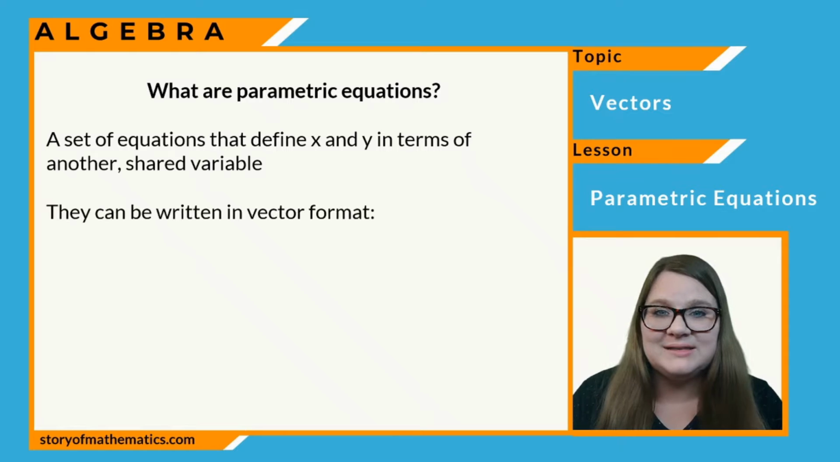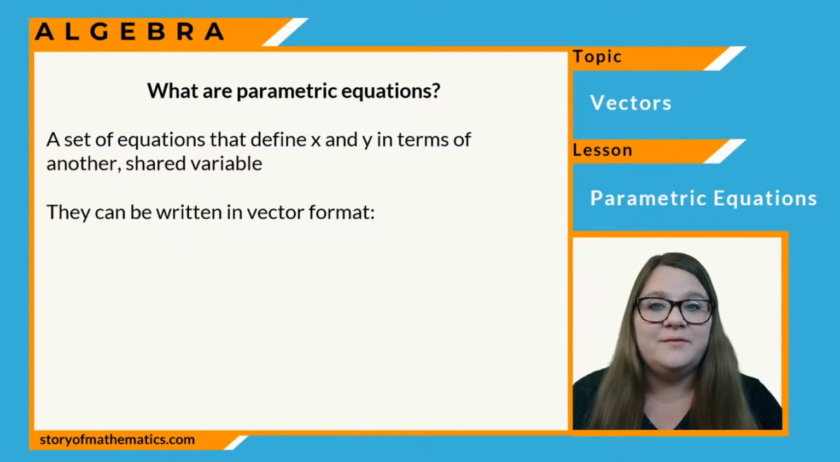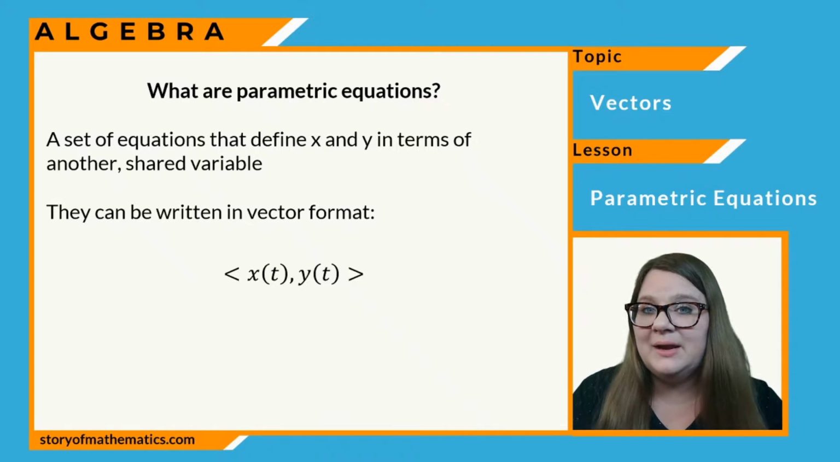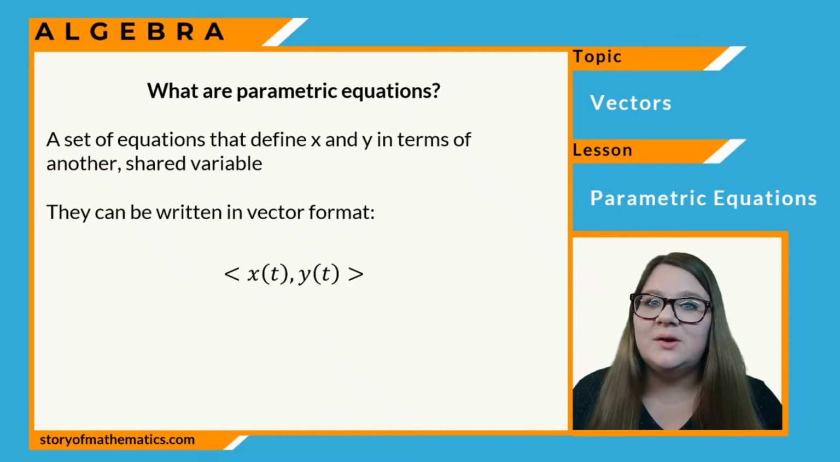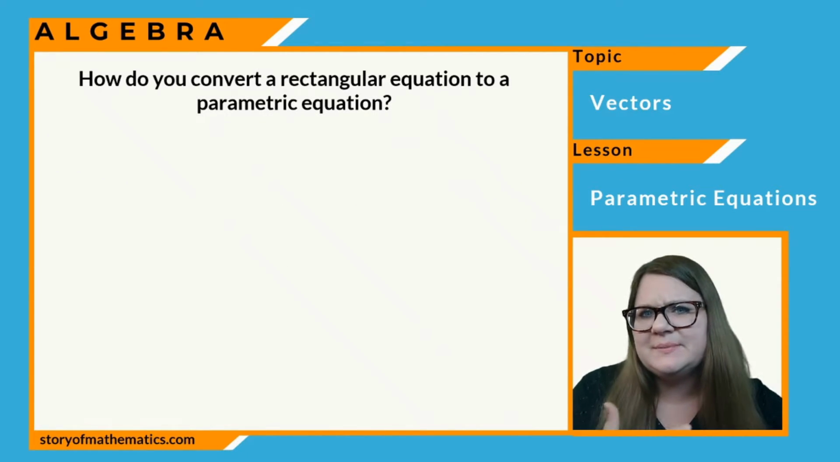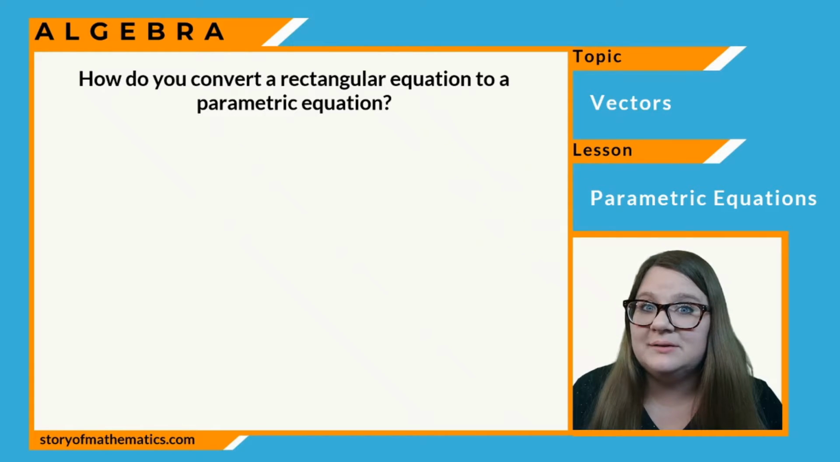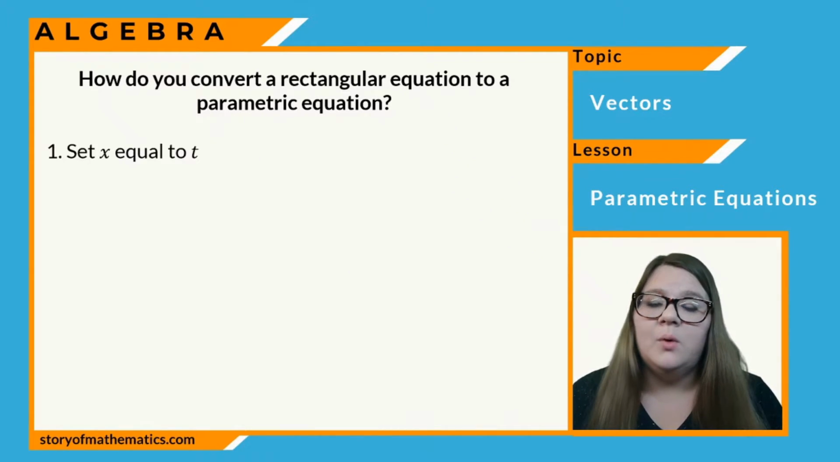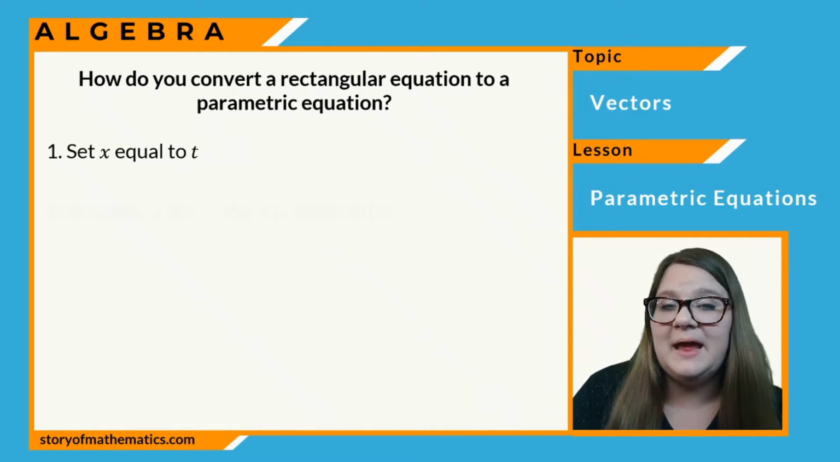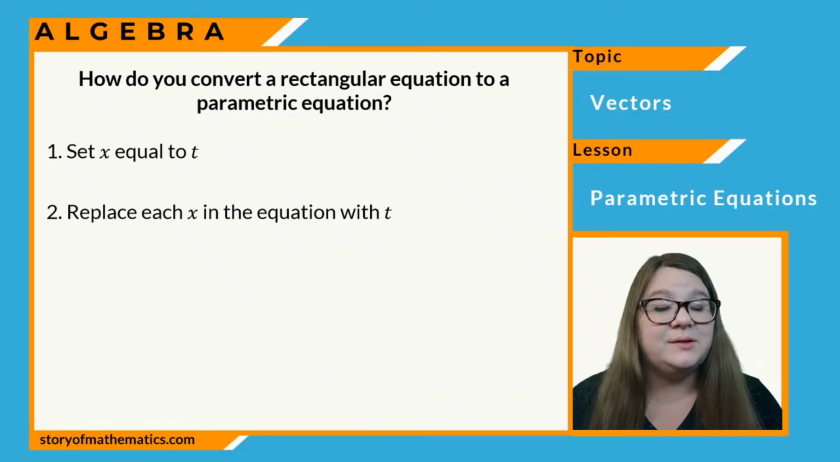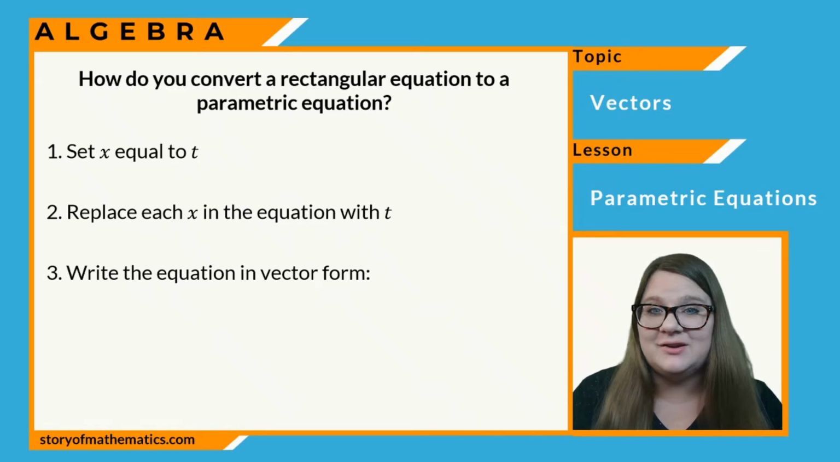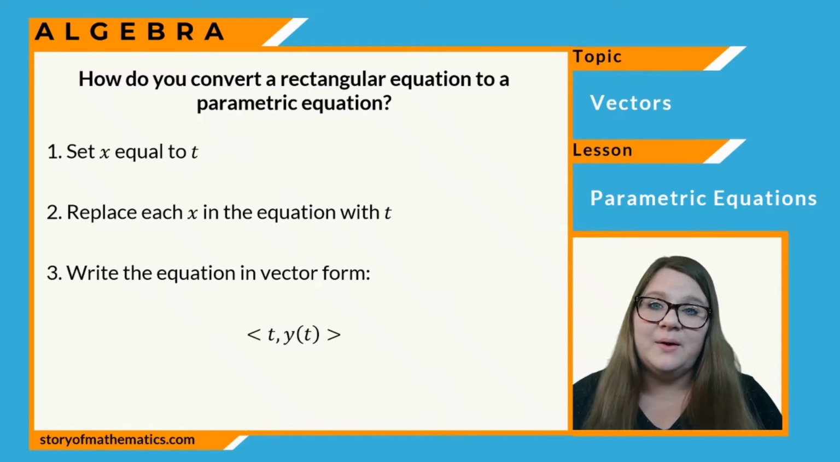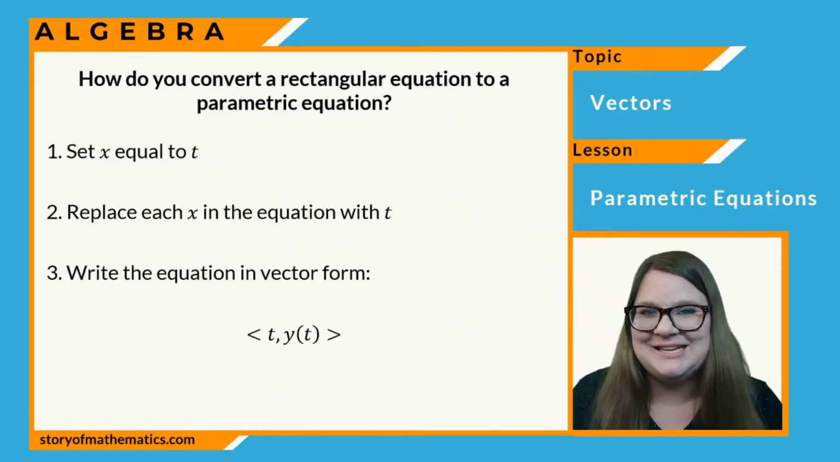But no matter what your context is, you can write parametric equations in vector format, where the first component is x in terms of t, and the second component is y in terms of t. So how are we going to convert a rectangular equation, something that's kind of our more traditional y equals equation, into a parametric equation? Well, we're going to start by setting x equal to t, and then we're going to replace every x in the y equation with t. That's going to then allow us to write our equation set in vector form, where again, we have the x component in the first spot, but we just said x was t, that's what we set it equal to, and we have our y component in the second spot.